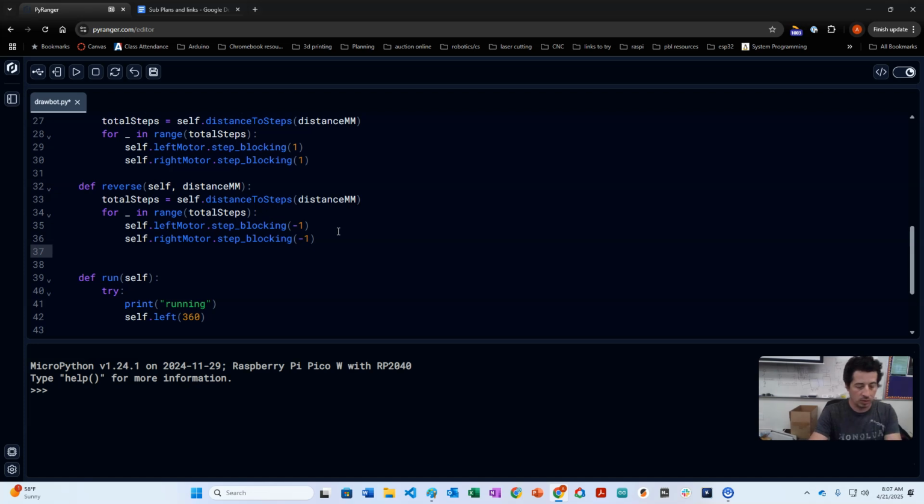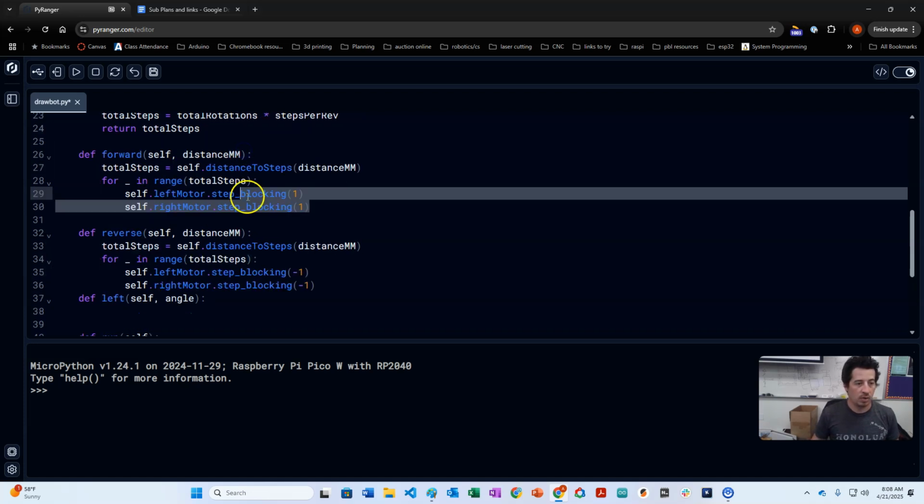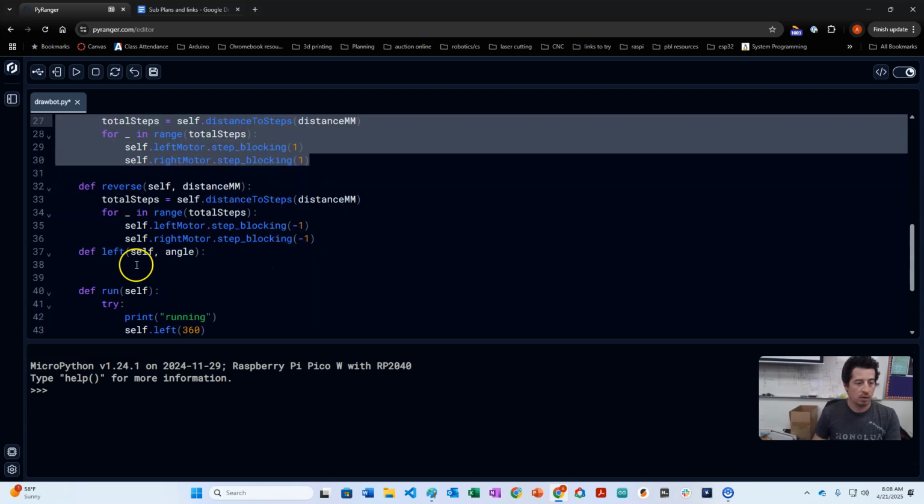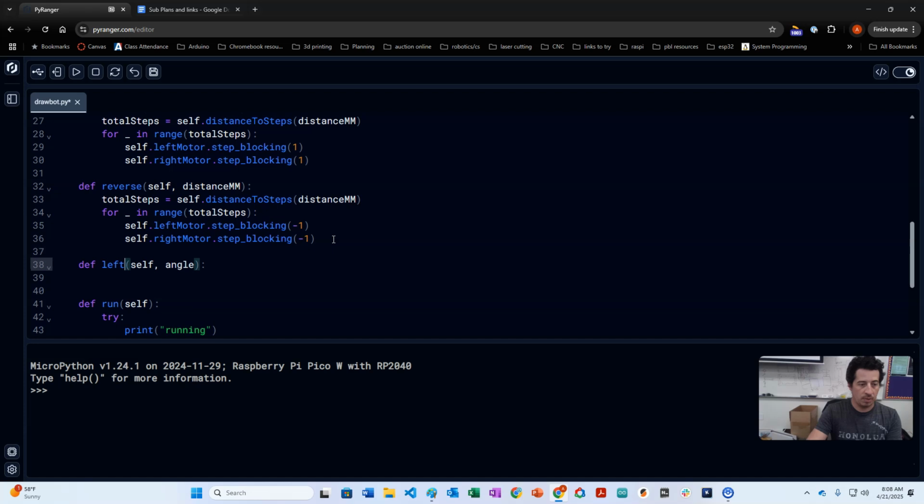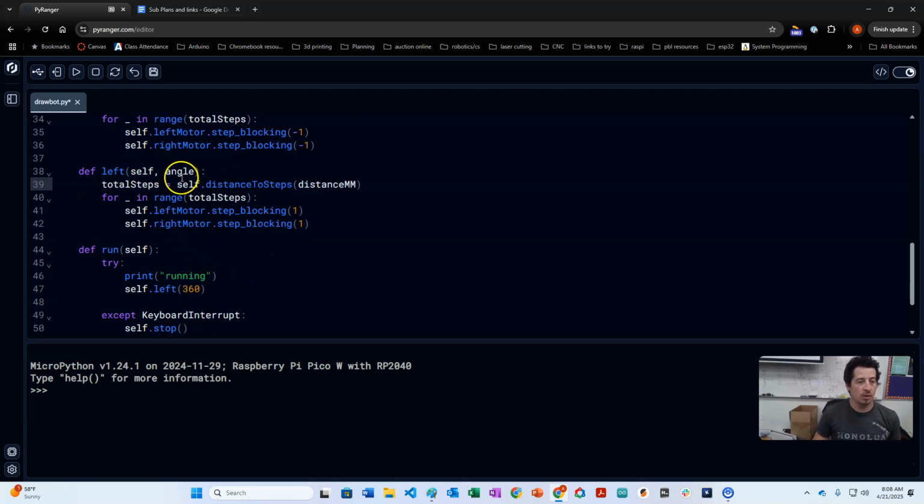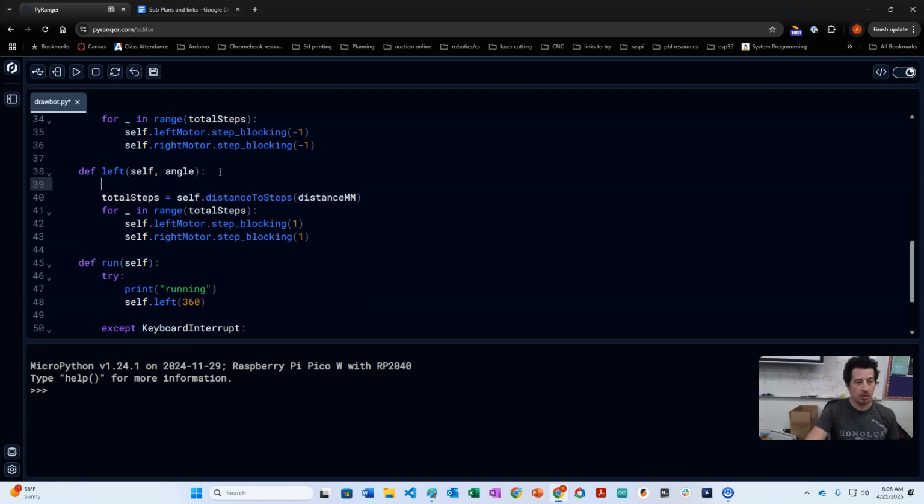Okay, so we're going to say def left. We'll pass in self and the angle. Then we're basically going to copy this stuff from our forward function. So Control C to copy, Control V to paste, get rid of the spacing here. And we have to turn our angle into a distance in millimeters.